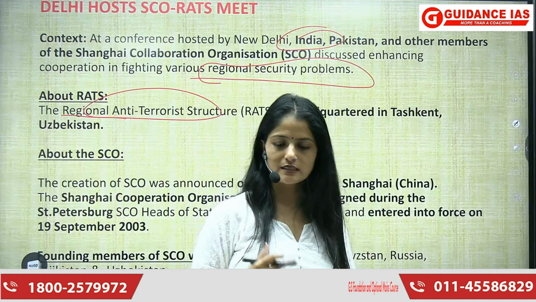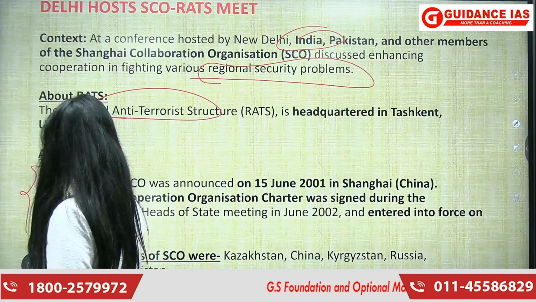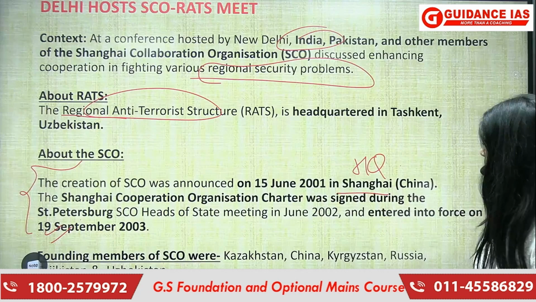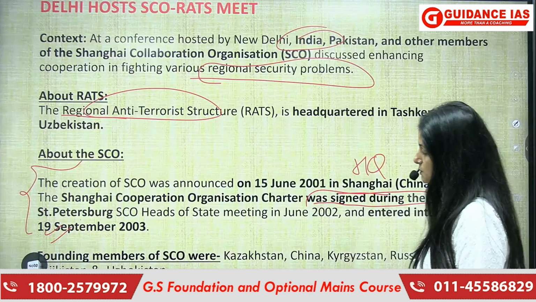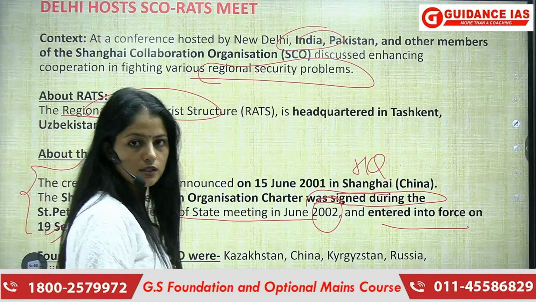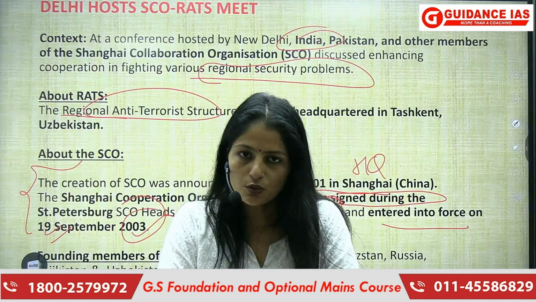Okay, so a little bit about the SCO. It got created, and its headquarters is in Shanghai, China. This came through a charter signed during the St. Petersburg SCO heads of state meeting in May 2002, and it entered into force in 2003. If you talk about the founding members, remember India and Pakistan are both members of the SCO, Shanghai Cooperation Organization, presently.